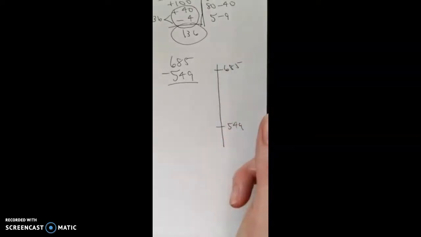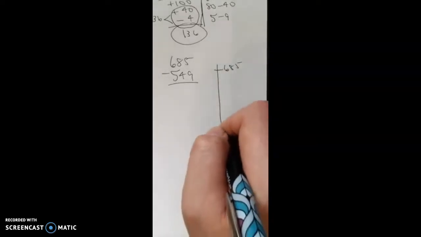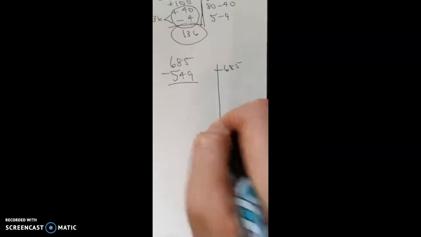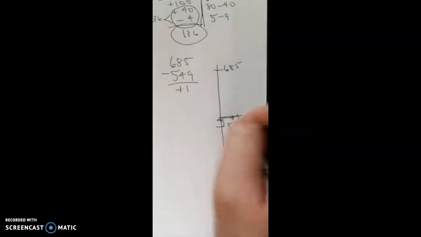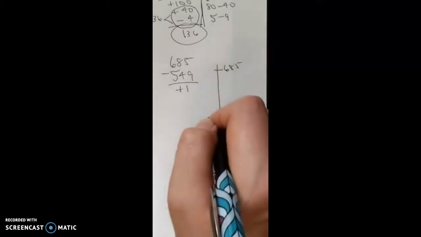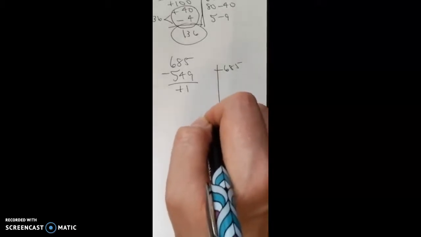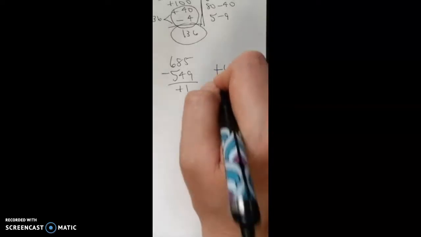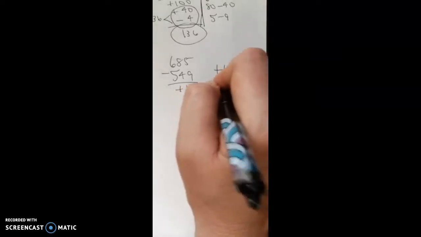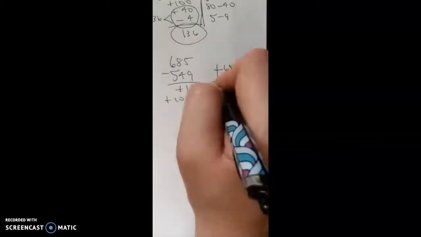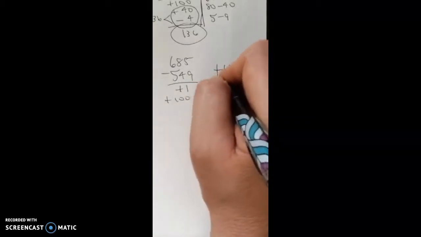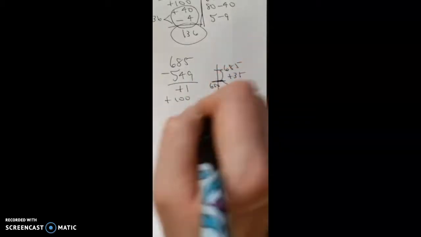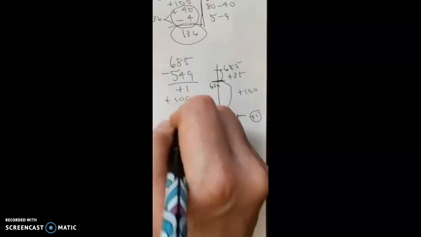So some kids might just say, well, I'm going to add 1 to get up to 550, which is totally fine. We're at 550, so you've added 1 so far. And then from 550, they might be like, okay, I'm going to go up to 650. And that's what? Adding on another 100. And then from 650 to 685, I have to add on what? 35. And so that's 136.